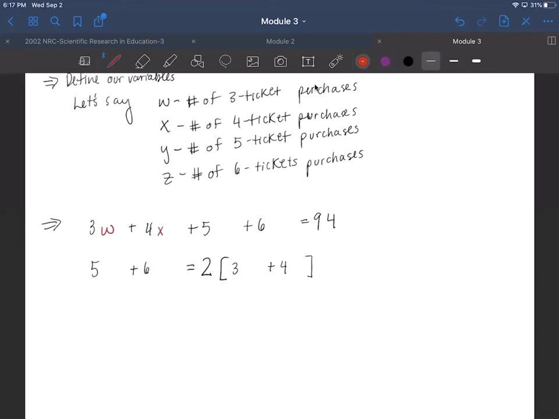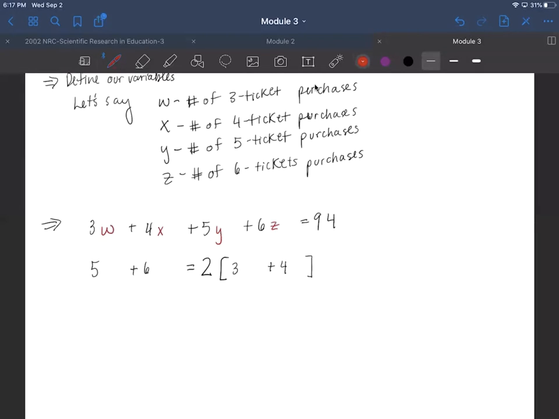Okay, remember that 4. We're gonna put an X with it because that represents the 4 ticket purchases. So behind the 5, we're gonna put Y to represent the number of 5 ticket purchases. And 6, we're gonna let Z, right? Remember, we're letting Z represent the number of 6 ticket purchases.